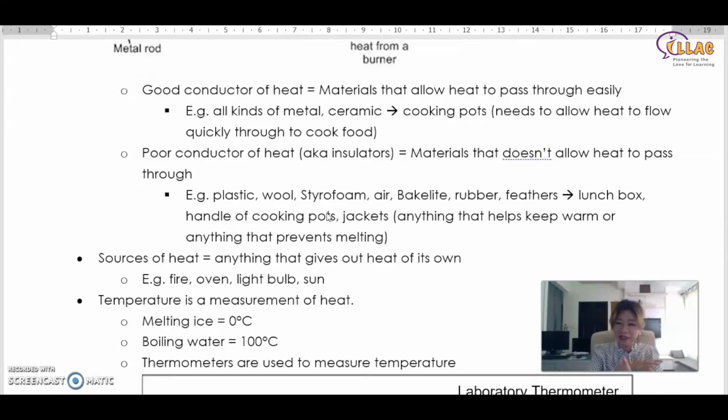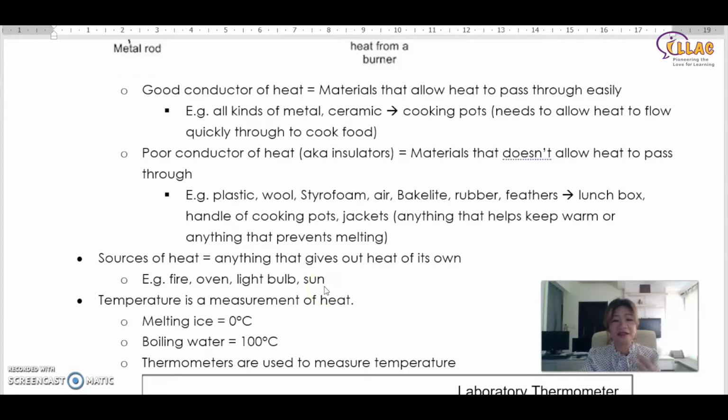Okay, so by trapping the layer of air within the glass windows, the two pieces of glass for the window, you actually prevent or lower the rate of heat escaping from the house, right? Sources of heat, anything that gives out heat on its own. For example, fire, oven, light bulb, sun.